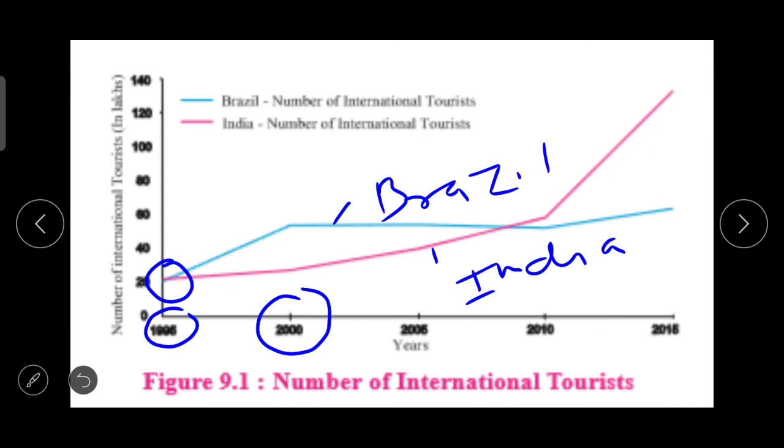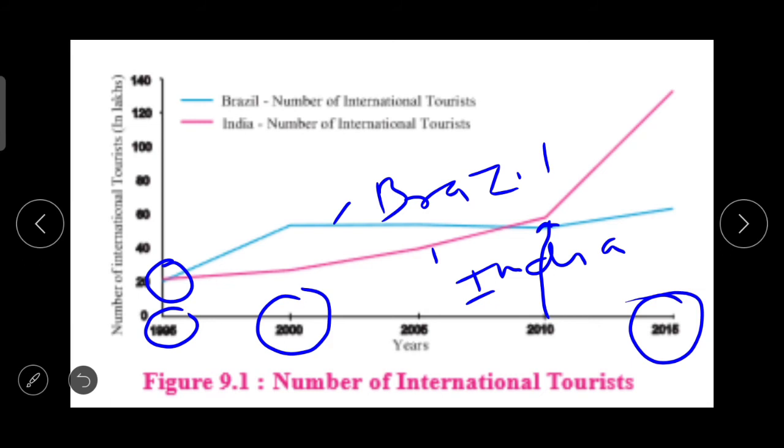Third one, in which year can an increase be seen in the number of international tourists in India? Here now you can see from 2010. Then what was the number of international tourists in the year 2015 in both the countries? What was the difference between them here on 2015? What was the number, and what was the difference between them?